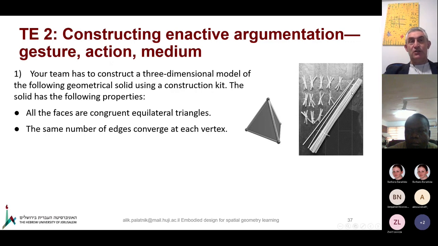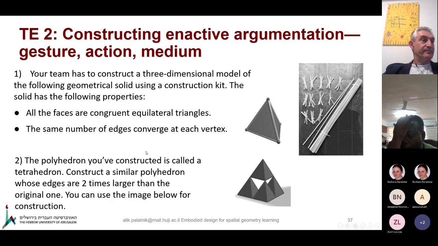The length of these rods is approximately 1 meter. Sometimes we give them half a meter, and these are connectors. And they have this illustration, so we are not saying how many edges are coming from each vertex, but we are giving them an illustration so they can see. Then, when they have constructed this, they receive another task. The polyhedron you've constructed is called a tetrahedron. Construct a similar polyhedron whose edges are 2 times larger than the original one. You can use the image below for construction.